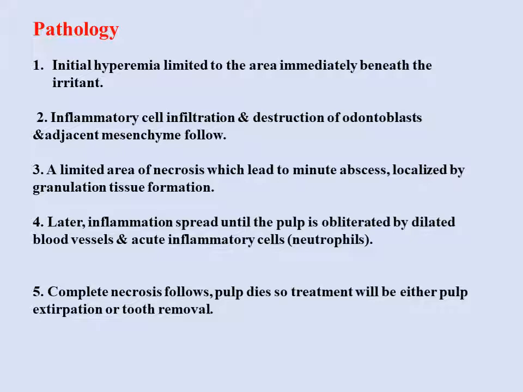Then we might see a limited area of necrosis which might lead to a small abscess, localized by granulation tissue formation. At a later stage, the inflammation might spread until the pulp is obliterated by dilated blood vessels and acute inflammatory cells, which are mainly neutrophils. At a later stage, we might have complete necrosis and the pulp might die, so the treatment will be pulp extirpation or tooth removal.